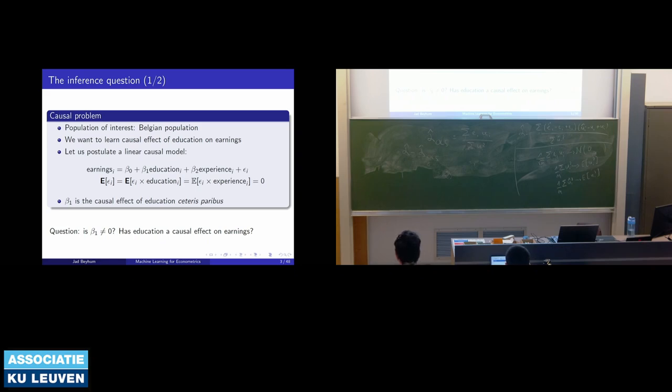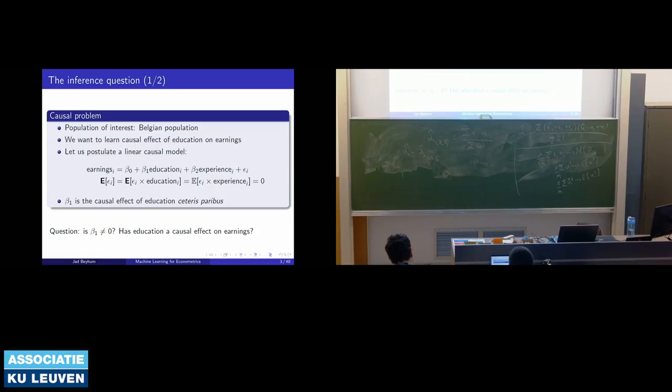So to fix ideas, I gave one example: we want to know what is the causal effect of education on earnings. So we postulate that this is a true causal model. Again, that may not be realistic, but we postulate that for now. If this is a true causal model, then if we observed all the Belgian population, we could just run OLS to estimate this model on all the Belgian population. We would get beta 1, and my beta 1 would be just the causal effect of education.